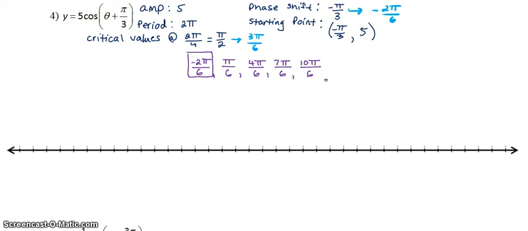Now we have the choice to either go forwards or to go backwards. So I think I'm going to go backwards here because I'm already negative, so I might as well keep going. So now we're going to go to our negative period.